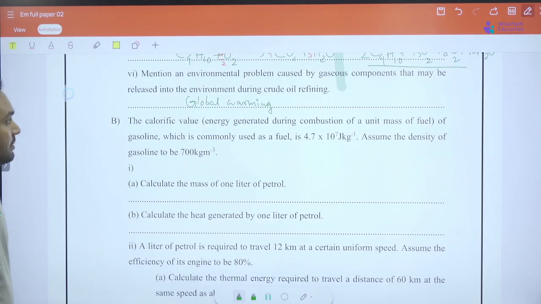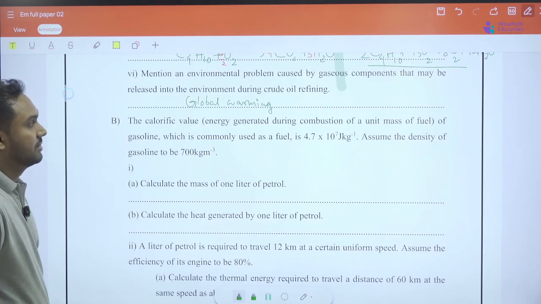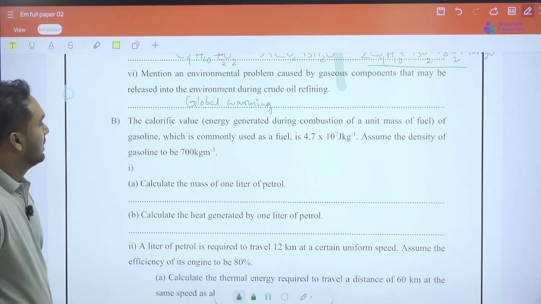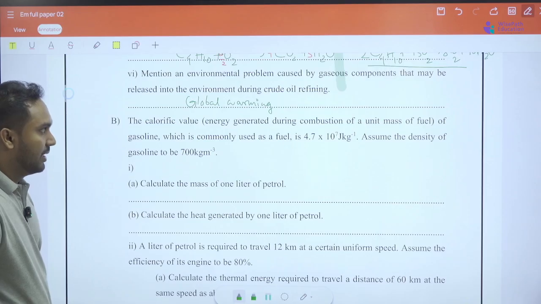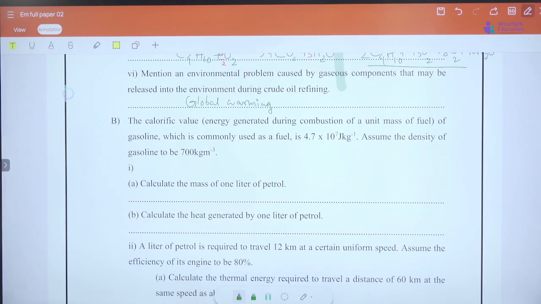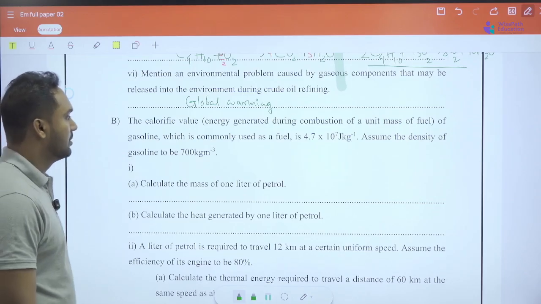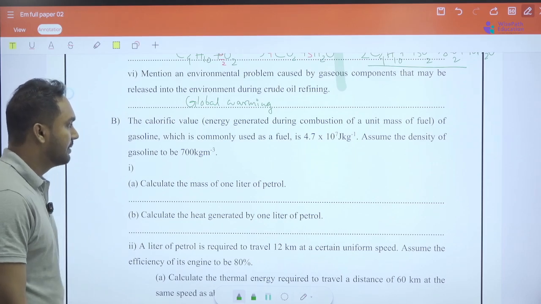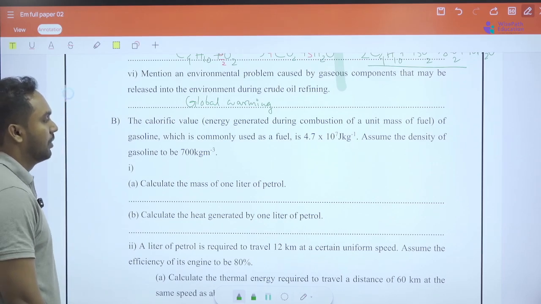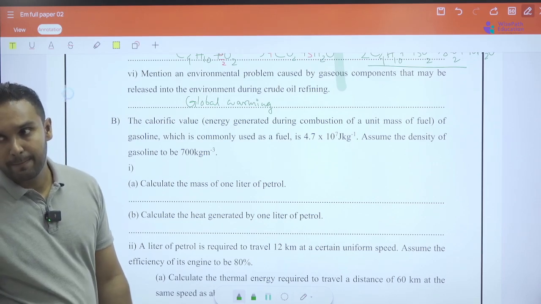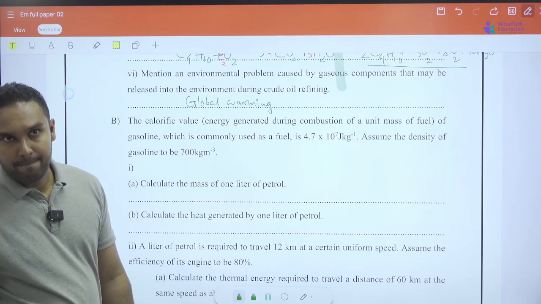The calorific value, the energy generated during combustion of a unit mass of gasoline, which is commonly used as a fuel, is 4.7 times 10 to the power 7 joules per kilogram. Assume the density of gasoline is 700 kilograms per cubic meter. Calculate the mass of a liter of petrol. So per cubic meter it's 700 kilograms. Now how many liters are there in 1 cubic meter? 1000 liters in a cubic meter.